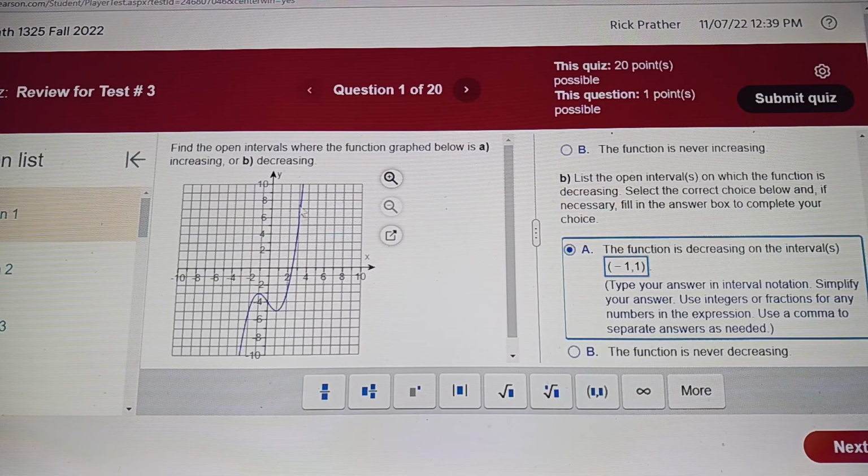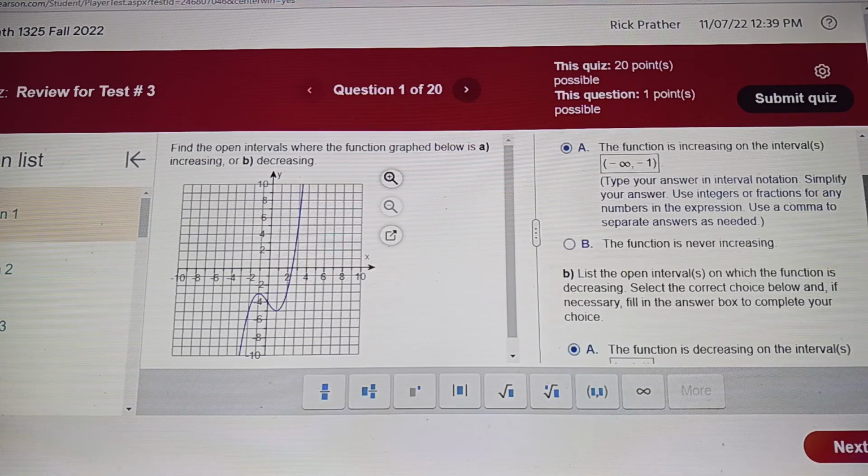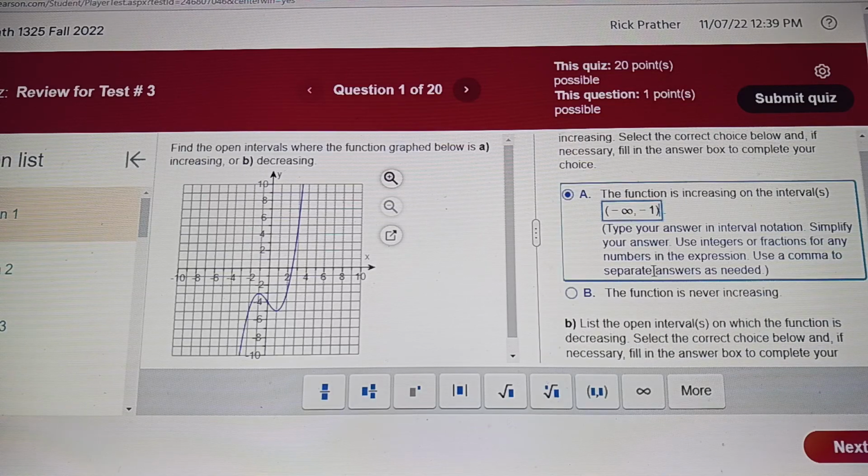And then it has a second increasing portion from x equals 1 until infinity. So whenever there's a second one, sometimes they do a union symbol, but I guess they don't have that here. So we just put a comma and do another one from 1 to infinity.